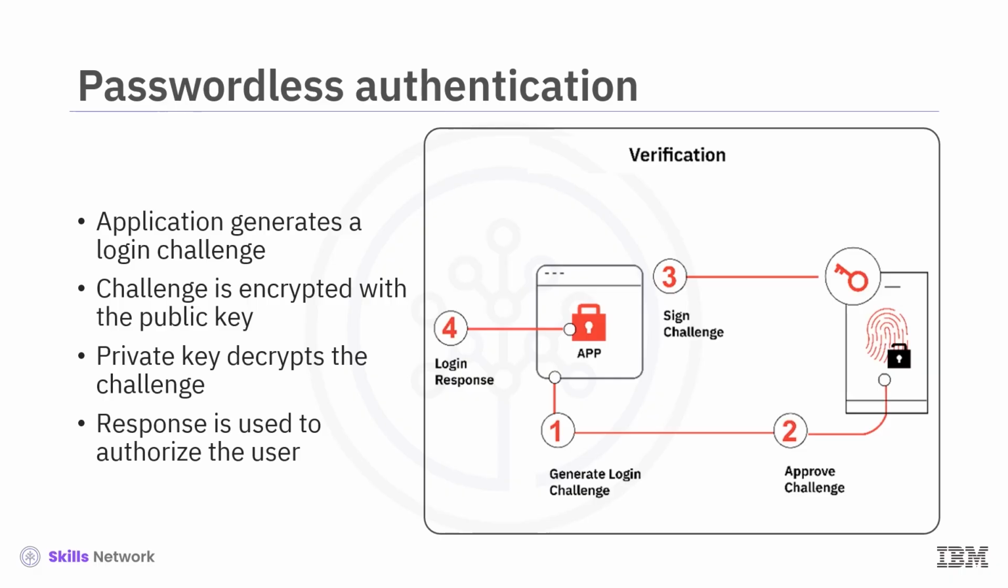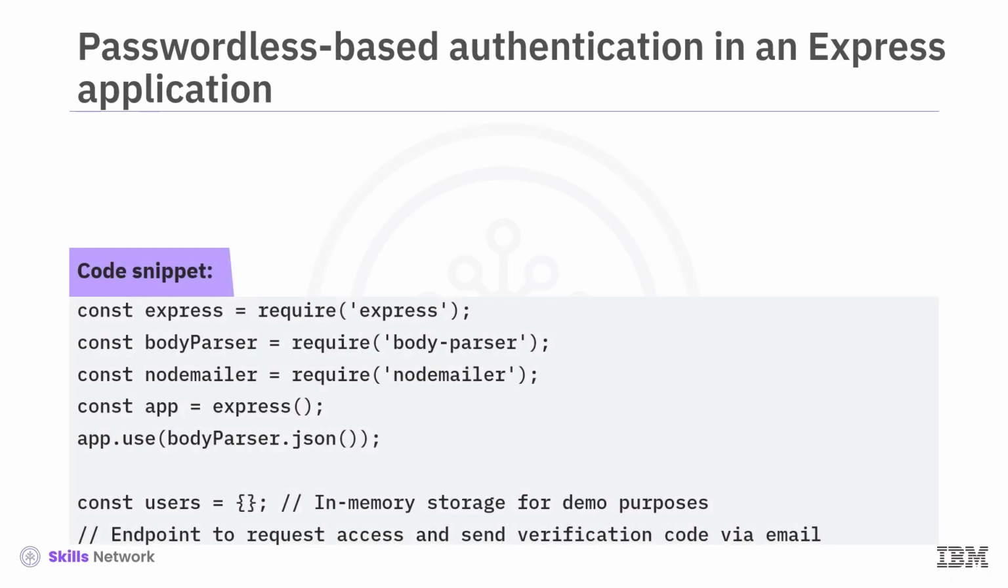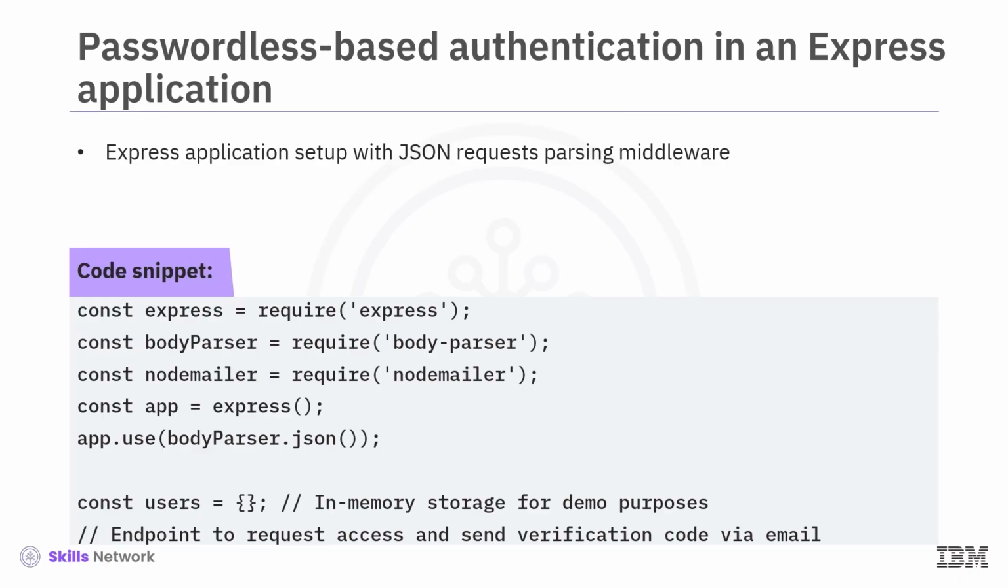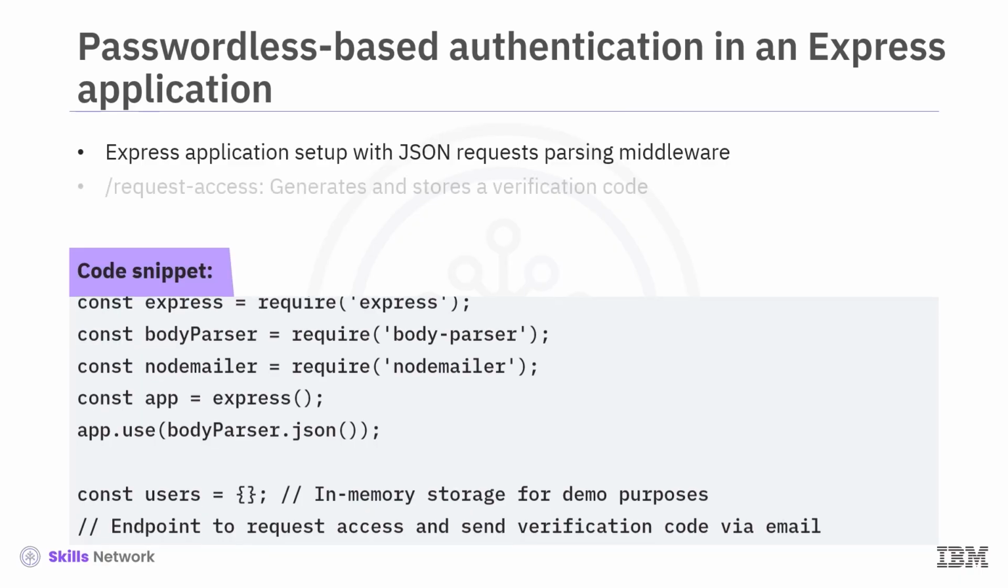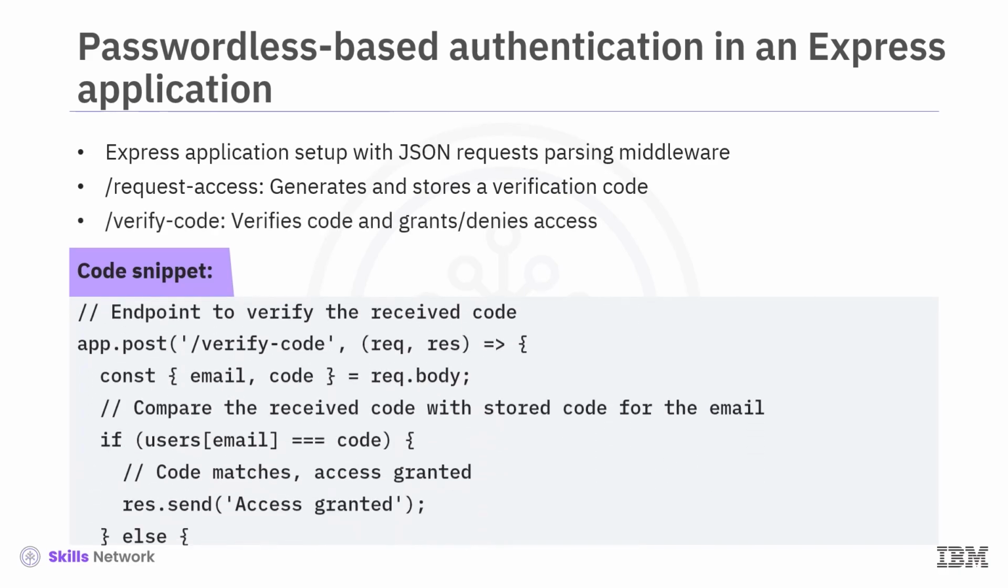Next, you'll see how passwordless authentication is implemented in an Express application. In this example, the code performs the following functions. The code sets up an Express application with middleware to parse JSON requests, or body parser. Then, it handles POST requests where users provide their email to request access, and the code generates a 6-digit verification code and stores it in an in-memory object. Next, the code handles POST requests to verify the received code against the stored code. If matched, the code grants access to the user.